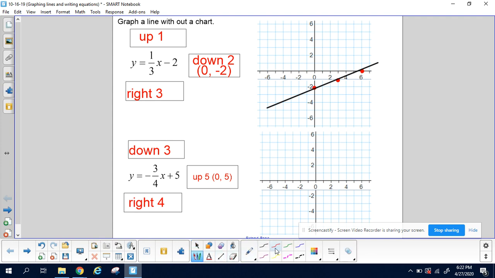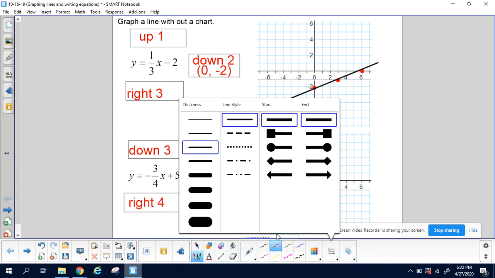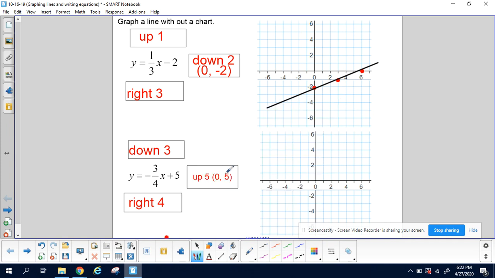So we will go to our graph and travel to 0, 5, up 5, 1, 2, 3, 4, up 5. For our other dot, we'll travel down 3, right 4 from here. 1, 2, 3, 1, 2, 3, 4, new dot, and then the best possible line you can through there.